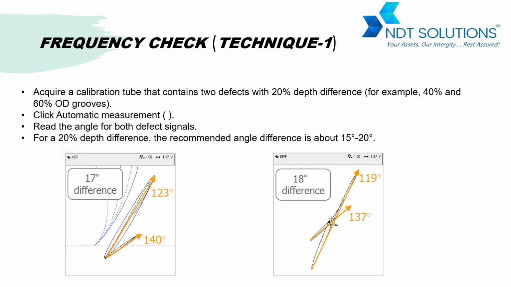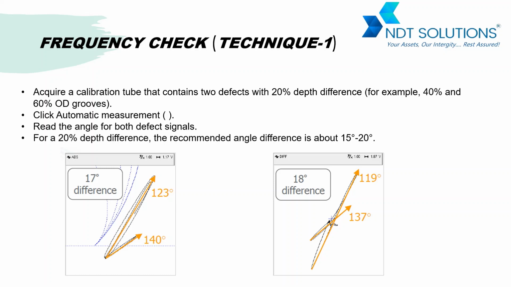But that is not right. We need to check whether the frequency suggested by the equipment is correct or not. Then how can we assure that the suggested frequency is okay for the inspection? There are basically two techniques to check whether the frequency is okay for the inspection or not.